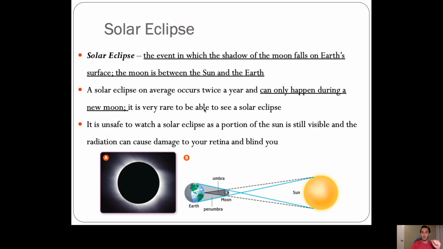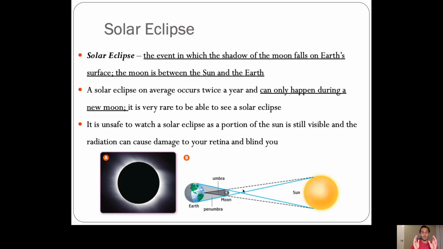Now a solar eclipse is a little more rare. And what happens is the shadow of the moon falls on Earth's surface. Now here's the really interesting part of the moon and the sun. The moon and the sun are drastically different sizes. The sun is enormous. This diagram is not to scale. We'll talk about the scale of these objects in a later lesson, but the sun is so much larger than the moon that it's very difficult to show in a diagram.